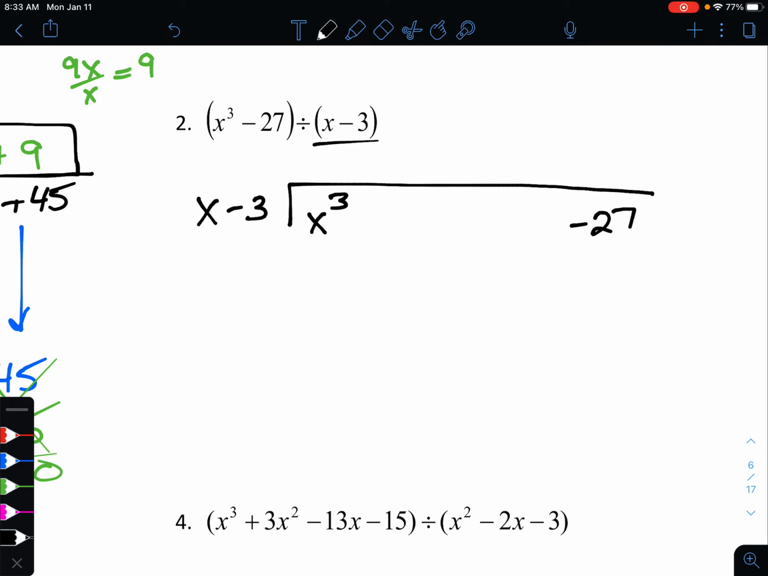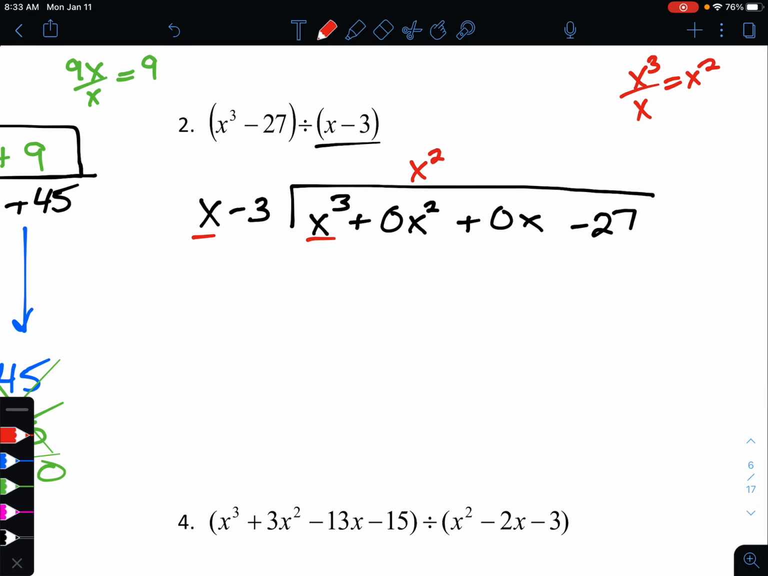Now, if you're wondering why I wrote those so far apart, why didn't I just write them next to each other? It's because we're going to need to have some placeholders for this example. We are missing our quadratic term, so plus 0x squared. We're also missing our linear term, so plus 0x. But the rest of this is really still going to work the same. So we're going to take x cubed, divide by x, and that's going to be x squared. So we'll put that on top of our division bar.